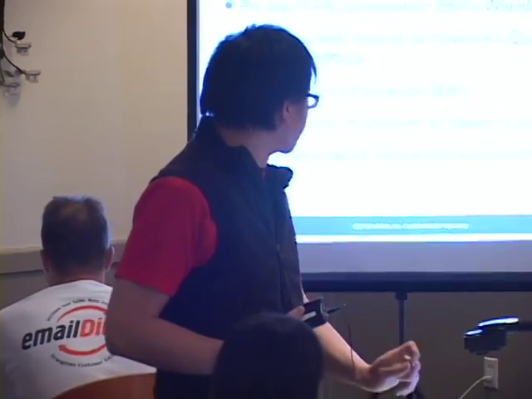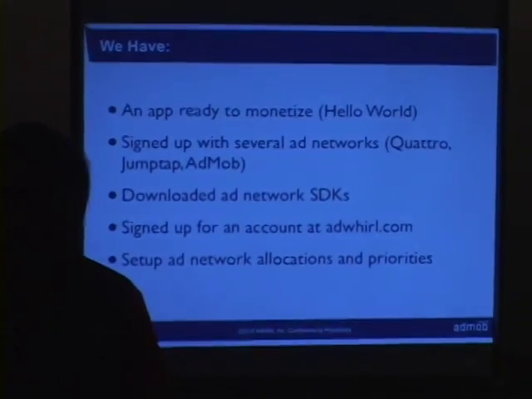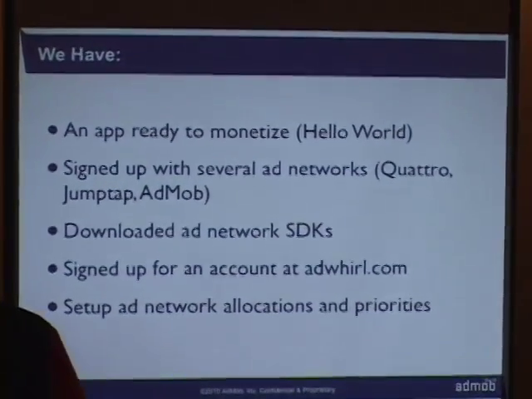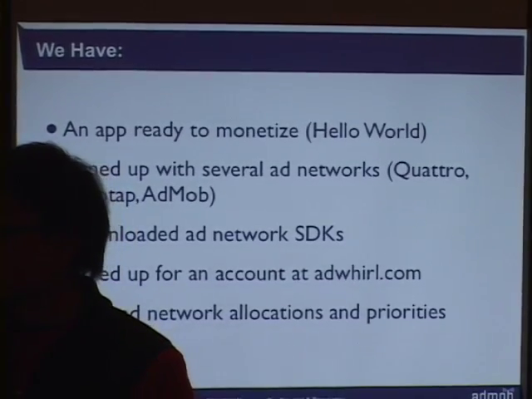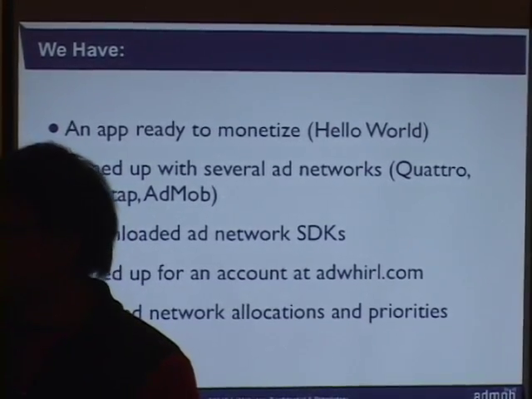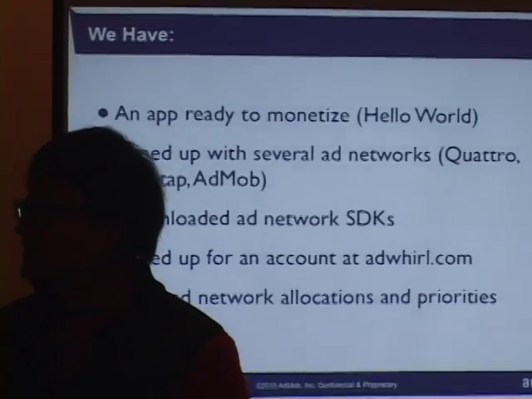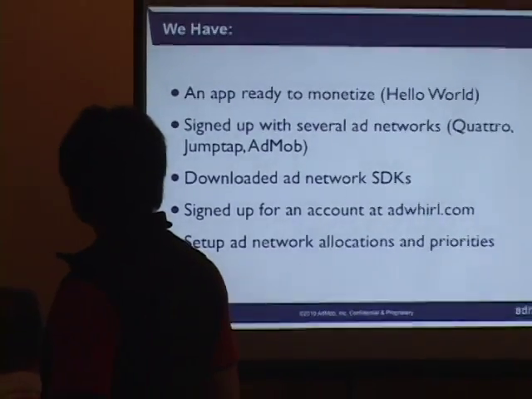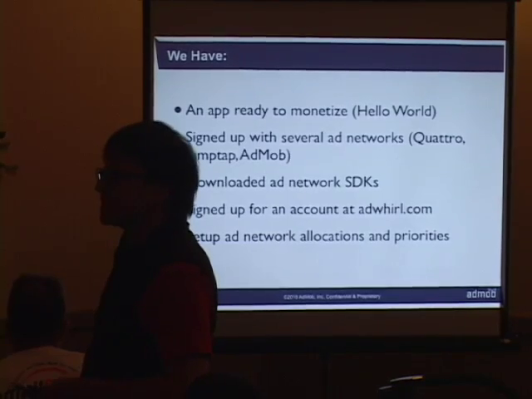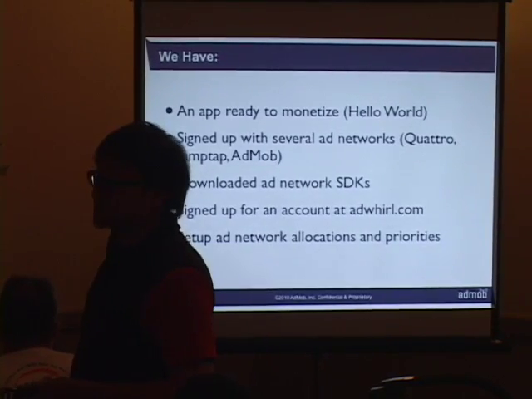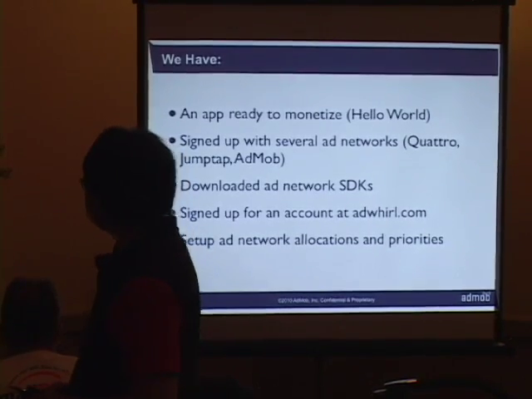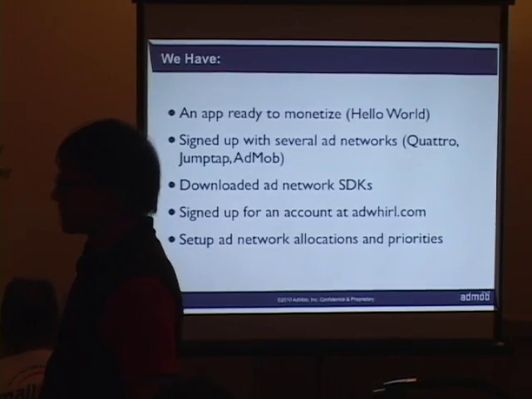And for this demo, we have done a few things to prepare. We have an app that we're ready to monetize. It's a simple Hello World app. We have signed up with several ad networks, in our case Quattro, JumpTab, and AdMob. We've downloaded their SDKs ahead of time. And in addition to that, we've also signed up for an account at AdWhirl.com and entered all the ad network information just as Justin showed you earlier, and set up the allocations and priorities beforehand.